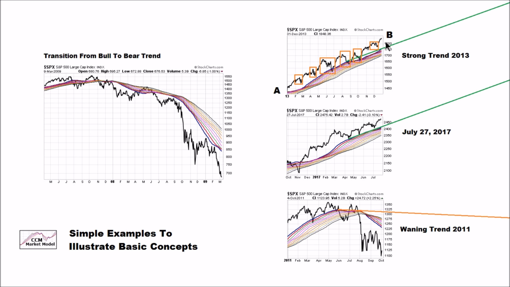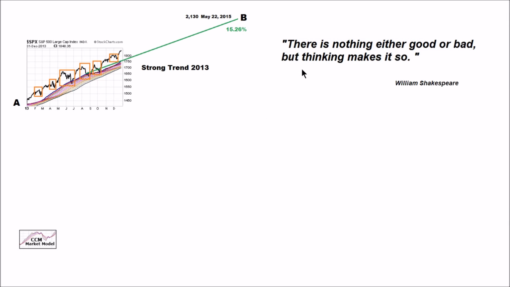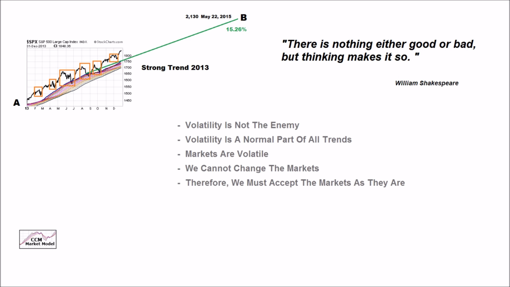What happened next after this period here? The present day looks similar. What happened from this point here on December 31st, 2013, if we were able to stay invested between a point A and point B? The answer is we continued to make a series of higher highs and higher lows, and this market rallied from December 31st, 2013, an additional 15.26%. We went from 1848 on the S&P 500 to 2130 on May 22nd, 2015, which segues nicely into these important bullet points.